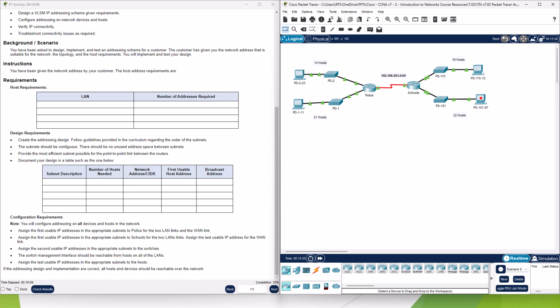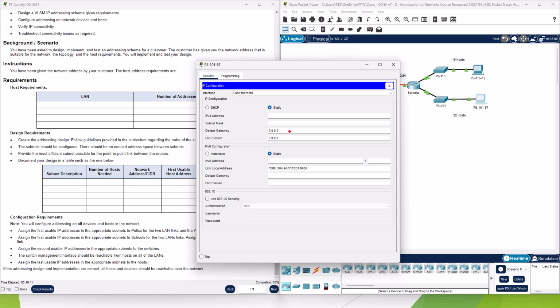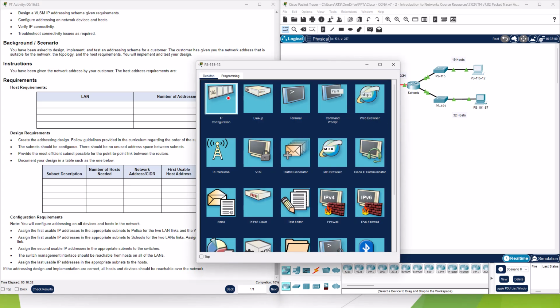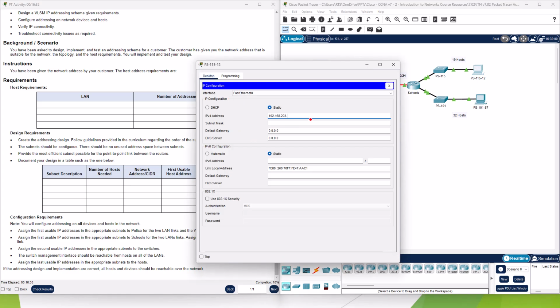All right, on this guy, PS 101. PS 101 is .62. Subnet is 192. Default gateway is .1. Last one, PS 115, which is .126. Subnet 224. Default gateway .97.